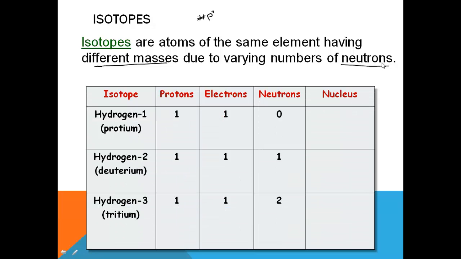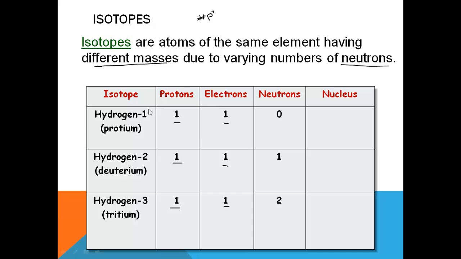So let's look at an example of hydrogen. There are actually 3 isotopes of hydrogen that occur naturally in nature. Hydrogen-1, which is called protium, hydrogen-2, which is called deuterium, and hydrogen-3, which is called tritium. What's the difference in these? Let's take a look. They each have 1 proton. That's what makes them hydrogen. Since they have 1 proton, they're neutral, so they each have 1 electron. So far they're all identical.